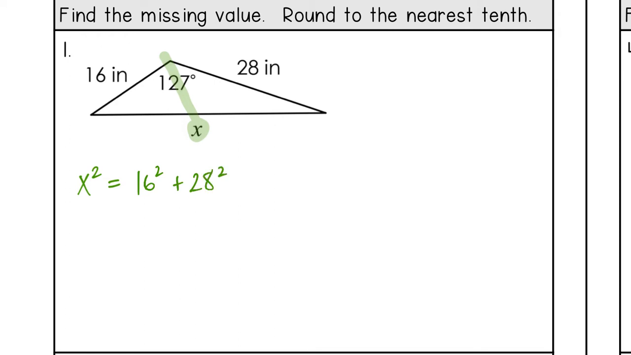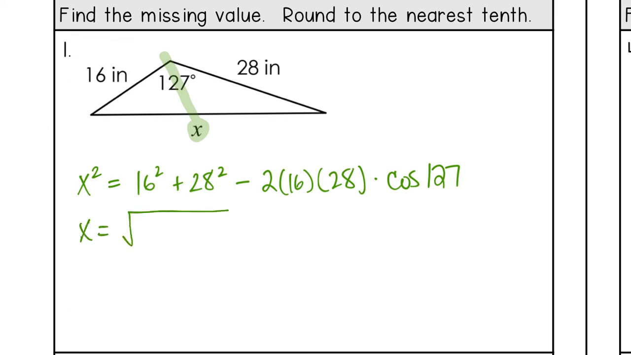And if I'm following the formula, it'll now be minus 2. 2's always there. 16 and 28, but this time they're not squared, they're just regular, times the cosine. So here's my x. I want the angle that's across from it, so 127. Okay, so the only issue that we have here is that this is squared, and I want it just to be normal x. So to get rid of a square, we would square root. So regular x is going to be square root of everything that we just wrote.